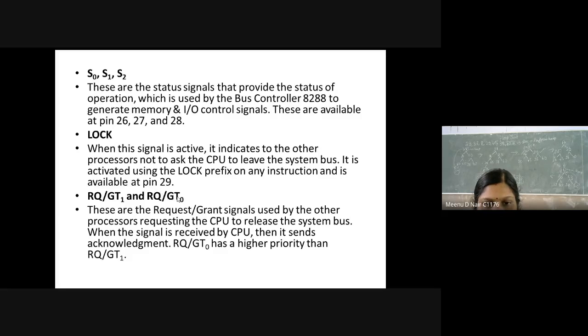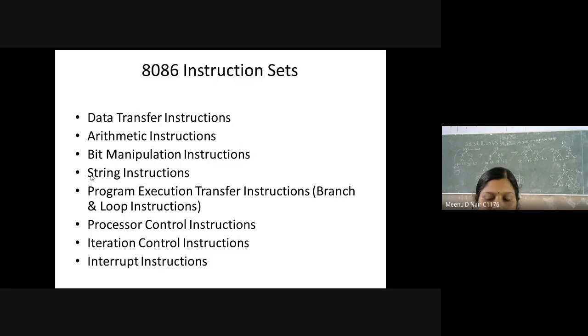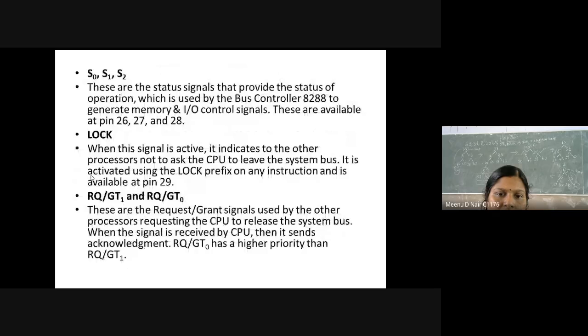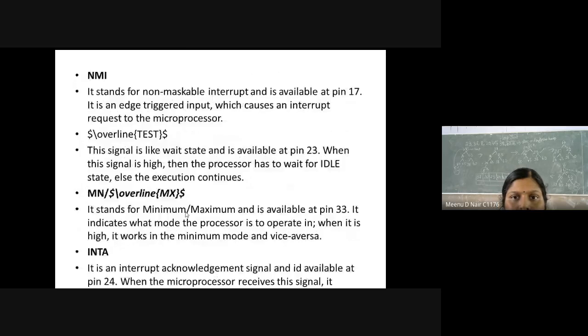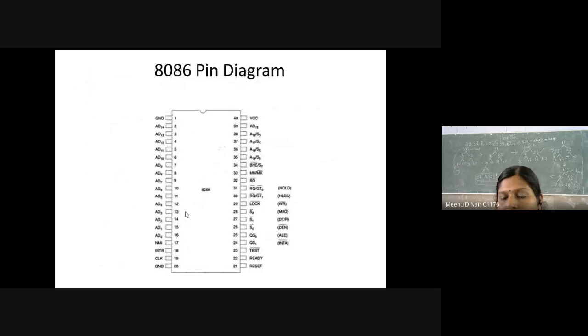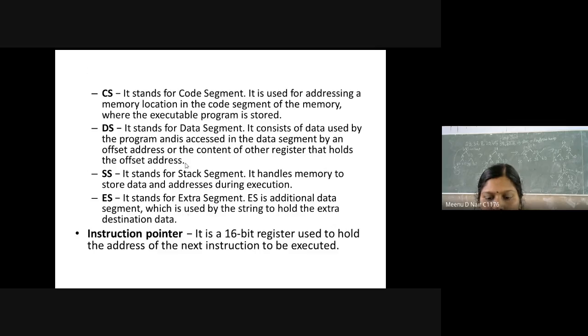RQ bar GT0 has higher priority than GT1. Suppose you are using one processor on GT0 and a second processor on GT1, it will first consider GT0. Whatever is there on GT0, that only it will consider first. Right, so this is the pin diagram explanation. I hope you all understand that.